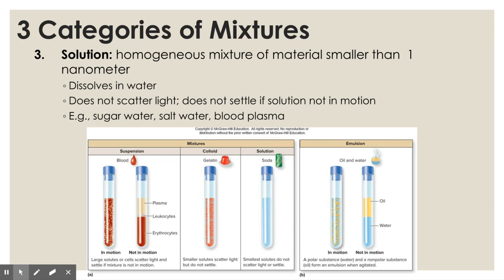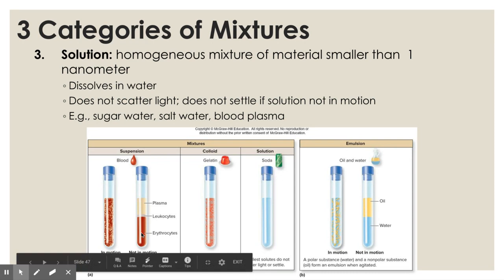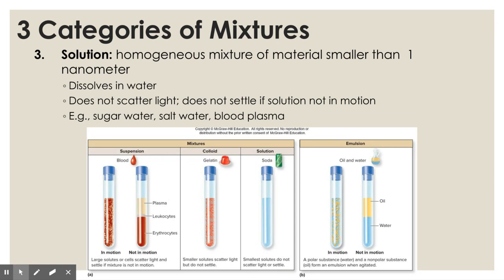So this comes from your textbook, showing you suspension. When it's in motion, you've got blood like we know it, but if you let it settle, you have red blood cells, white blood cells, and the plasma. A colloid, they want you to think of it like Jello. So there are smaller solutes, like some other macromolecules in there. And then a solution, like the salt water, think of it like pop or soda.